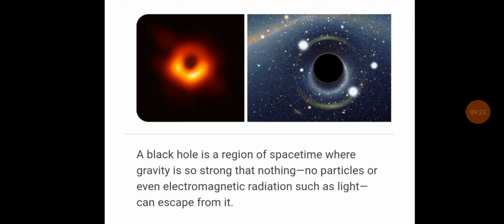Black holes. A black hole is a region of space-time where gravity is so strong. You can see that it is a region of space where gravity is so strong that nothing, no particles or even electromagnetic radiation such as light, can escape from it. Now, that is the definition of a black hole.